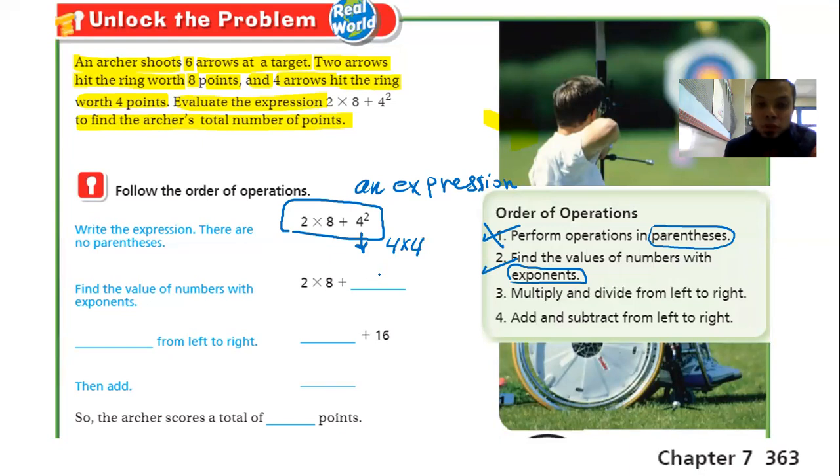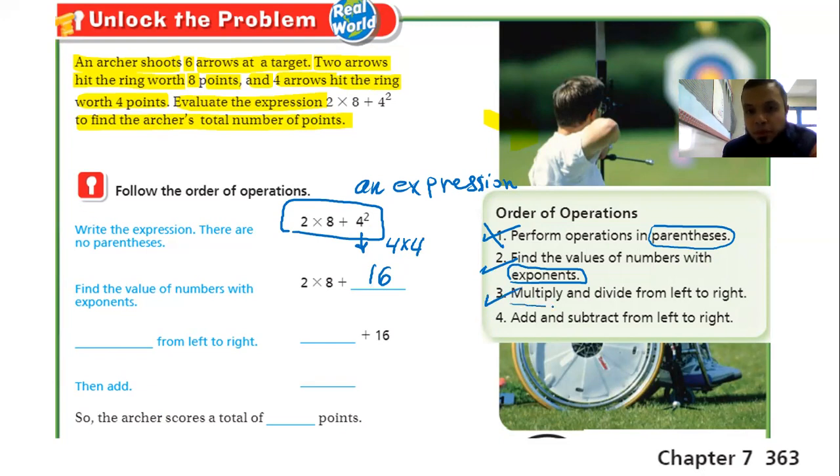4 times 4 equals what? 16. Yes, this is the first step in this expression. The first step is rule 2. Okay, let us see the third step.